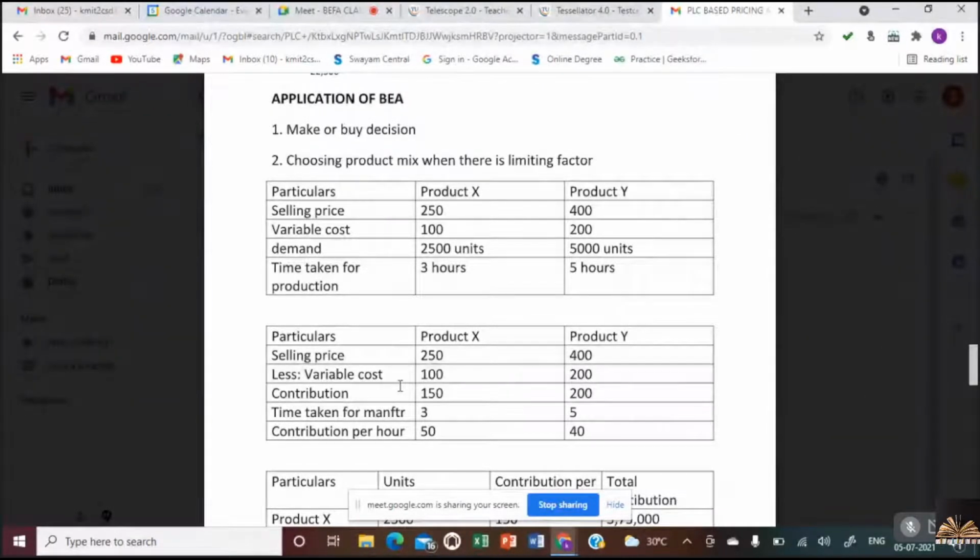Choosing product mix when there is a limiting factor. Write down the next point of application. Choosing the product mix when there is a limiting factor.